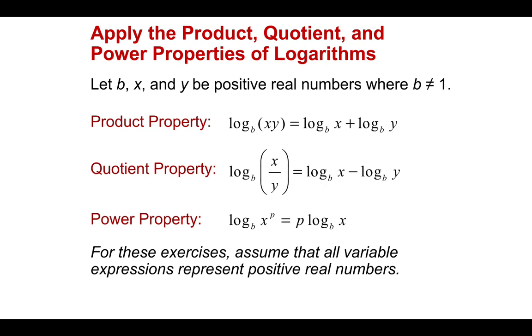So the product property says that if we have log with the base b and we have two things multiplying each other, we can separate them and say that it's the log with the same base of one of the values, in this case x, plus the log base b of y. So all we're doing is separating. If it's multiplication, we can separate them and have two separate logarithms with a plus.